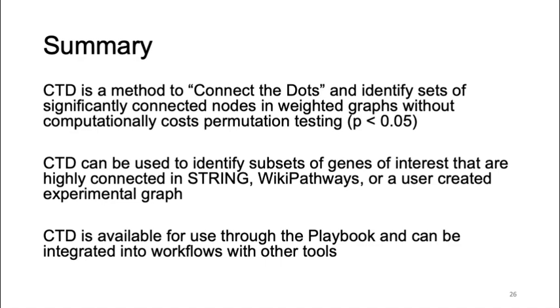In summary, CTD is a method to connect the dots and identify sets of connected nodes in weighted graphs without computationally costly permutation testing. CTD can be used to identify subsets of genes of interest that are connected in string, Wiki Pathways, or user-created experimental graphs. And CTD is available for use through the Playbook and can be integrated into the Playbook's workflow along with other tools.